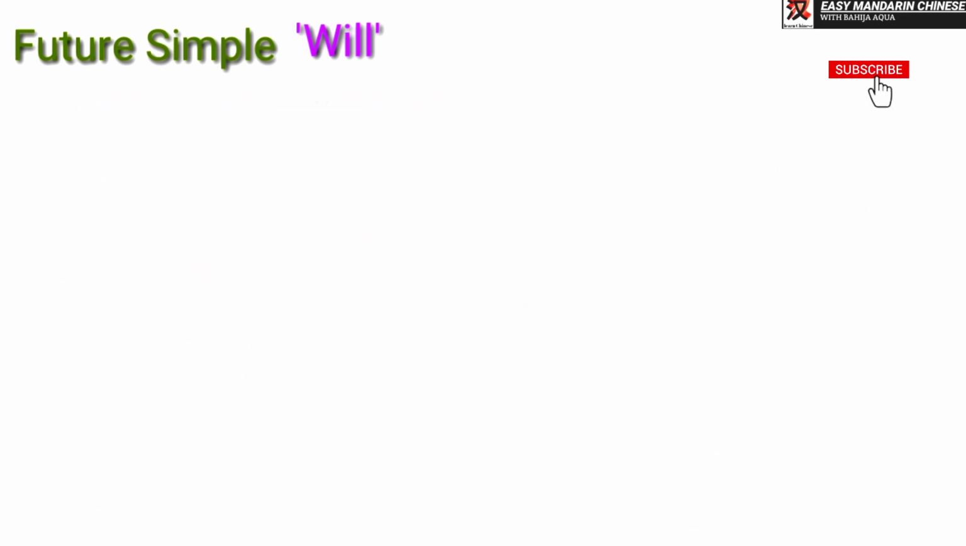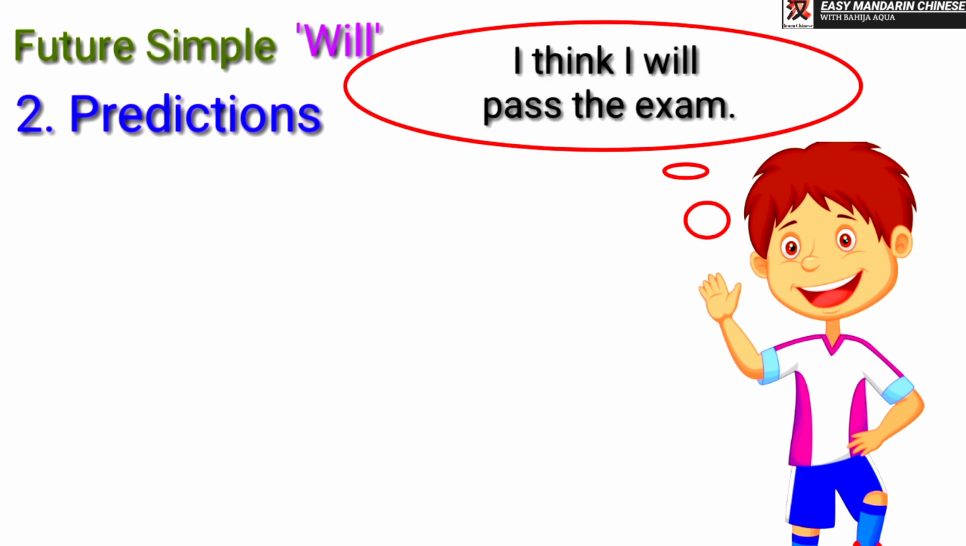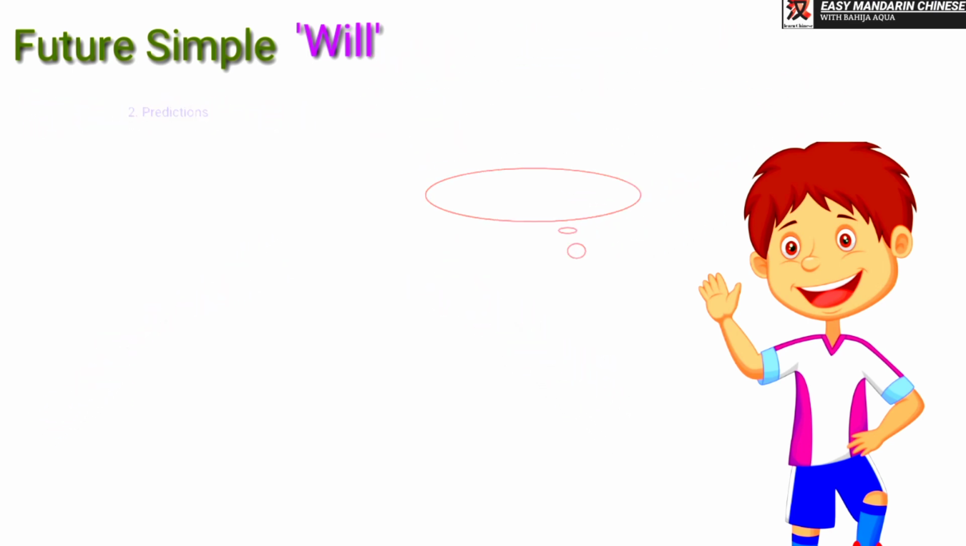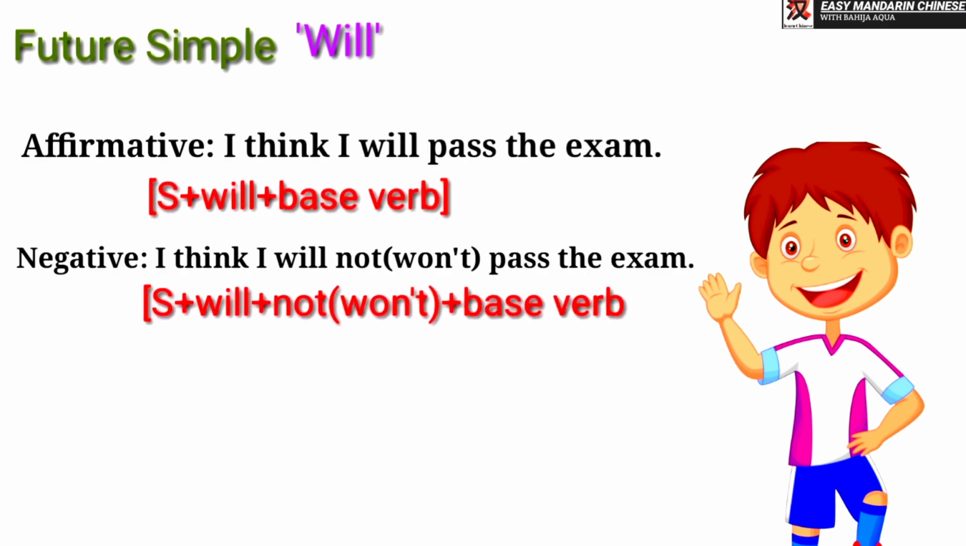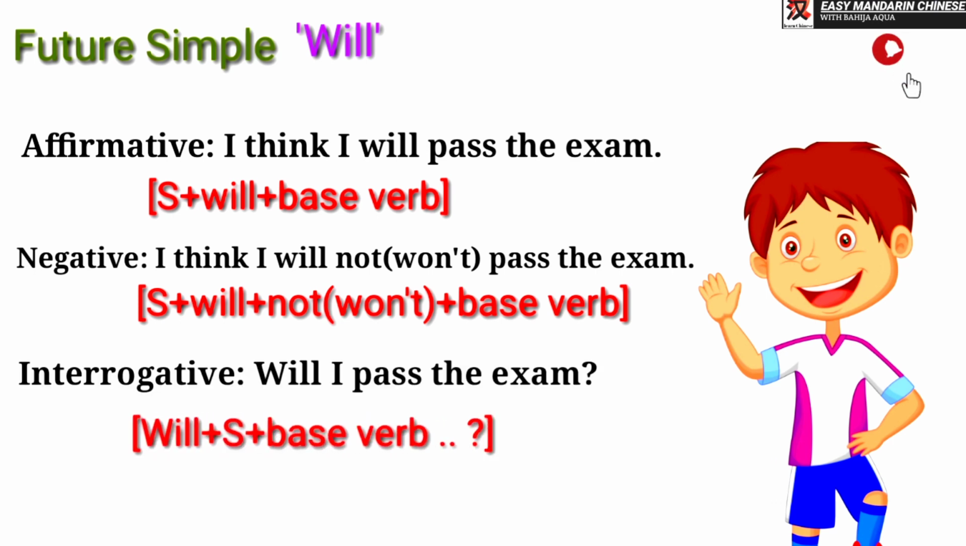2. We also use will for predictions. Sammy has an exam next week. He says, "I think I will pass the exam." We're talking here about general predictions. They're based on our own opinions or our own beliefs. I think I will pass the exam. I think I won't pass the exam. Will I pass the exam?